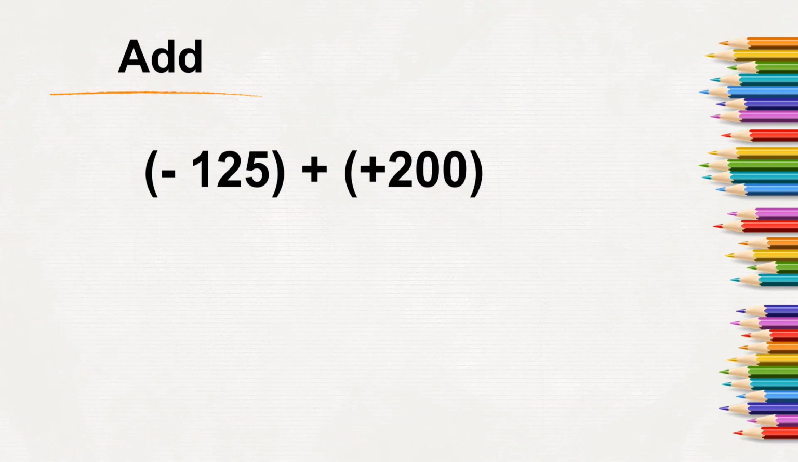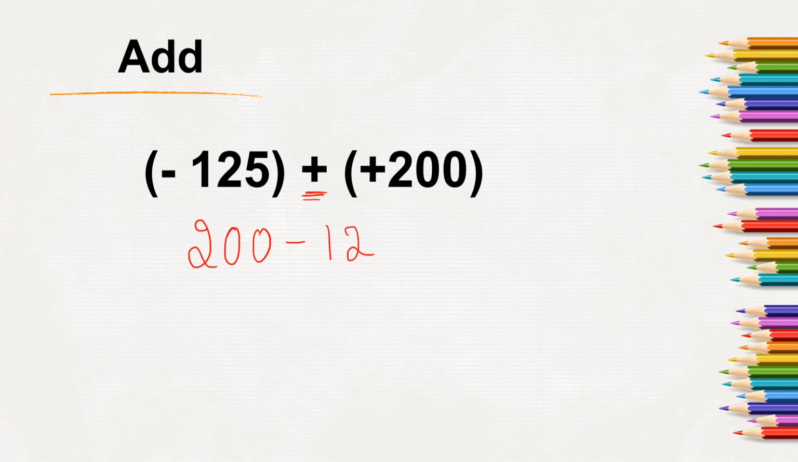Here in this question, minus 125, that is negative 125, we'll have to add with positive 200. When we are adding opposite signs, what do we have to do? We have to forget about the sign here, that is the plus sign. We have to find the difference between the two numbers, right? What is the difference of 125 and 200? Yes, it is like 200 minus 125, right? What is 200 minus 125?